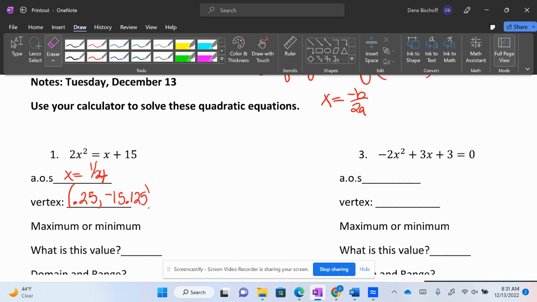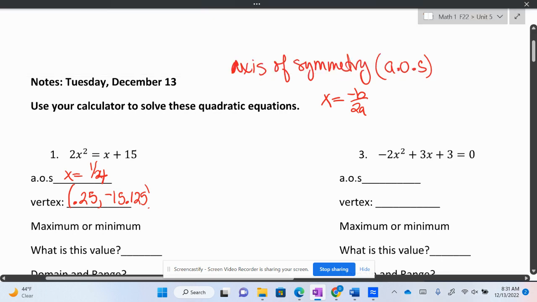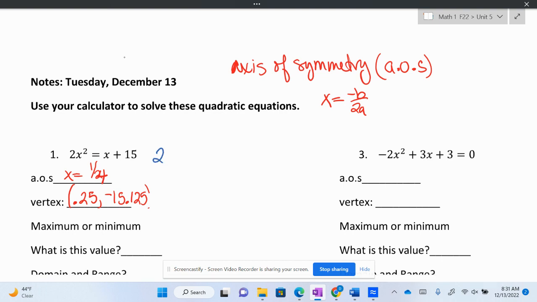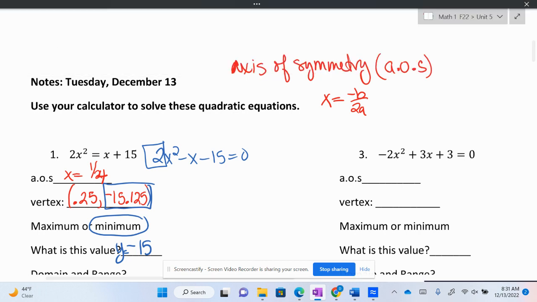All right. Does this graph have a maximum or a minimum? How do you know without even looking at the graph? Remember it was 2x squared minus x minus 15 equals 0. My leading coefficient is positive. That means it has a minimum. What is the minimum value? Well, the minimum value is the y coordinate of your vertex. The lowest this graph goes is y equals -15.125. That's the lowest point on your graph.